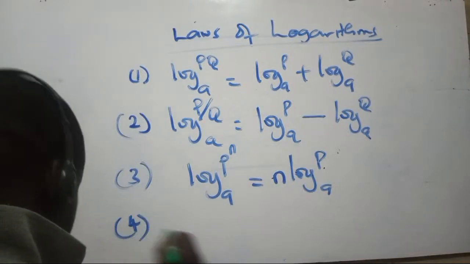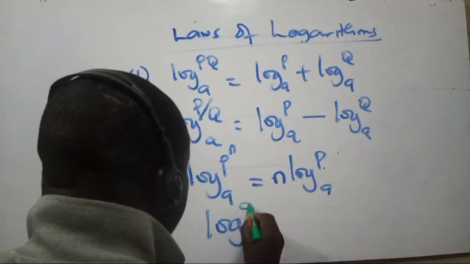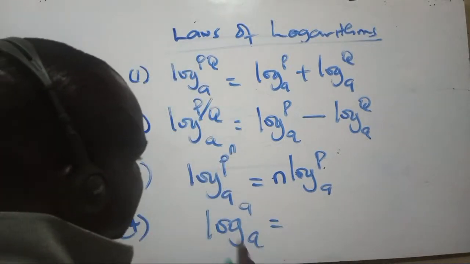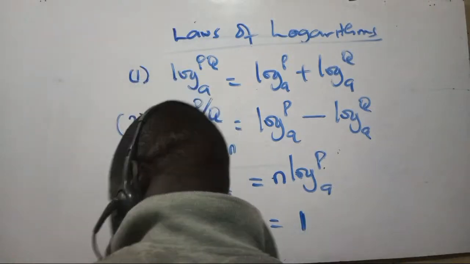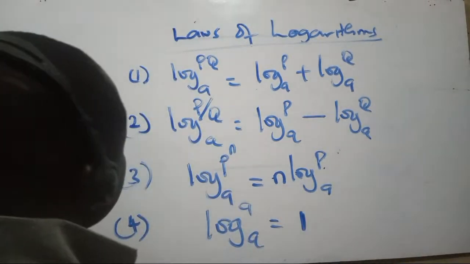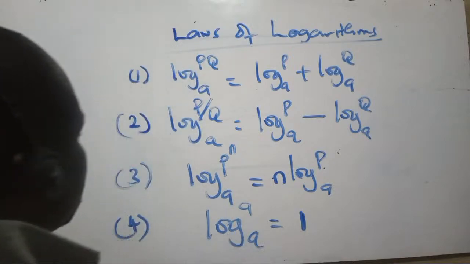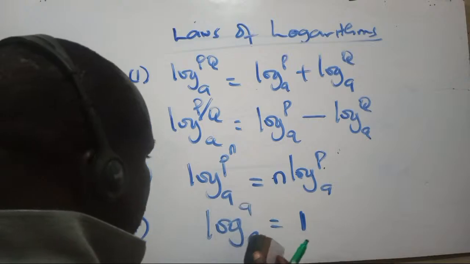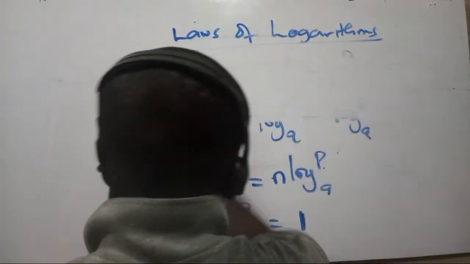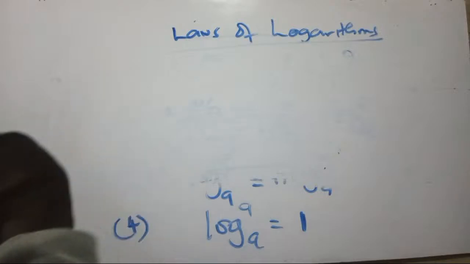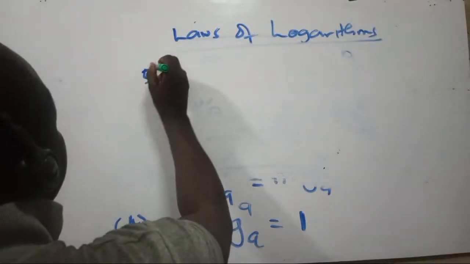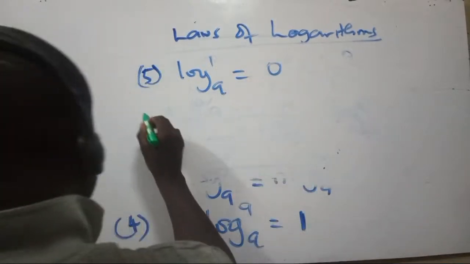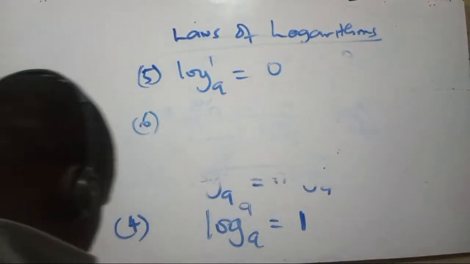Then the fourth law says that if you have log a base a, if the log and the base are the same, then it's equal to 1. Please let's take note of that fourth law. That is, when the log and the base are equal, then we are going to get 1. Then the fifth law says that when we have log 1 base a, it is equal to 0. So log 1 is equal to 0.